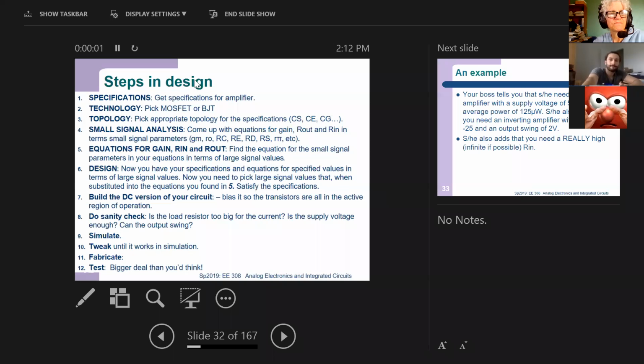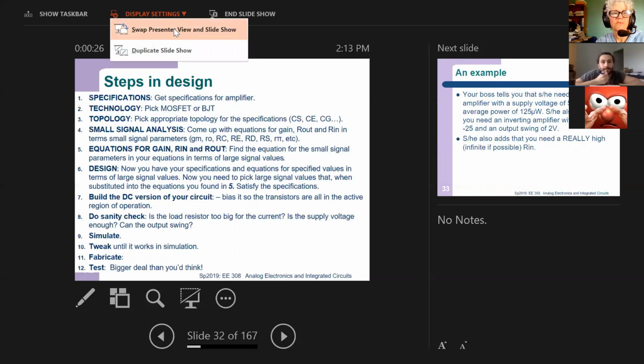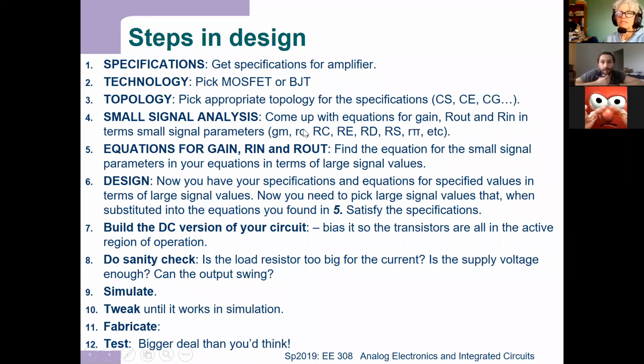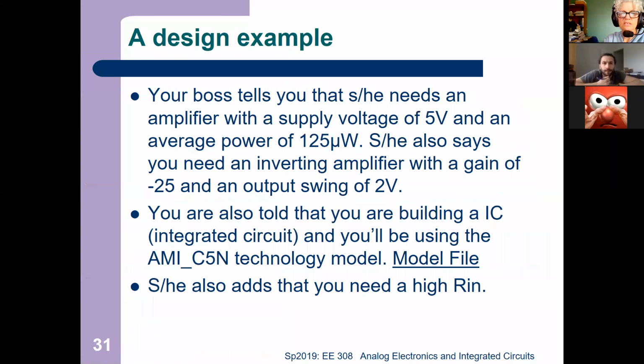Okay, so again, we've been looking at some amplifiers and doing some math to get equations for gain, for R in, for R out. The reason why we're finding those is to design amplifiers.